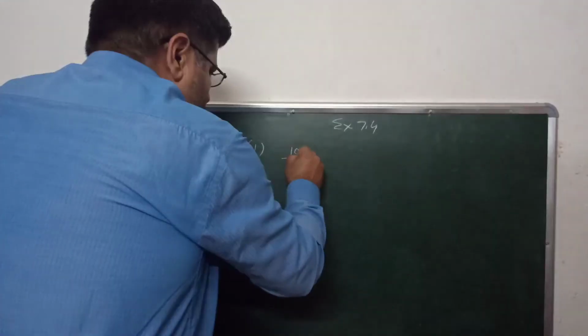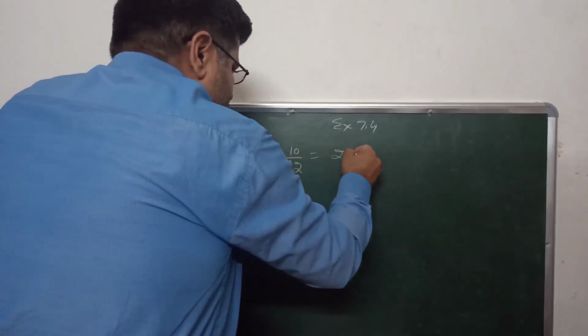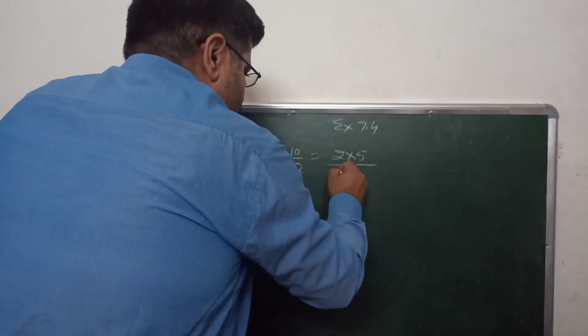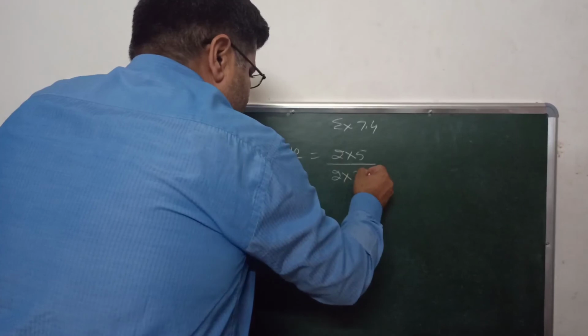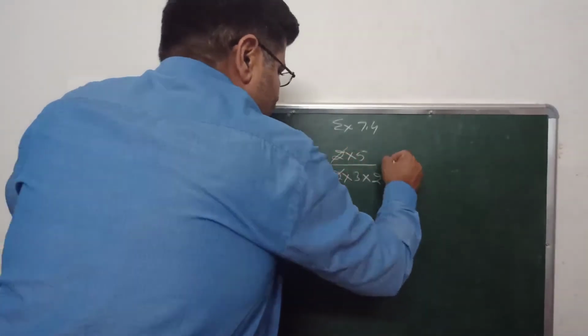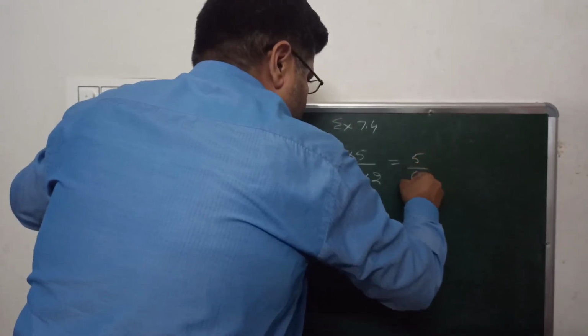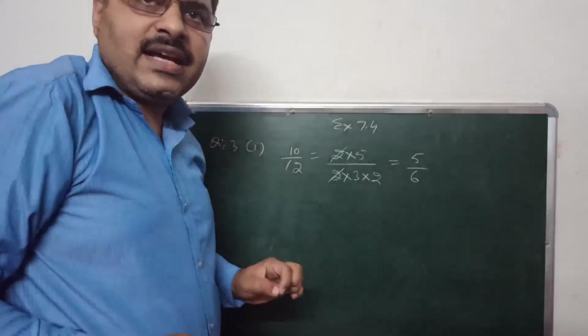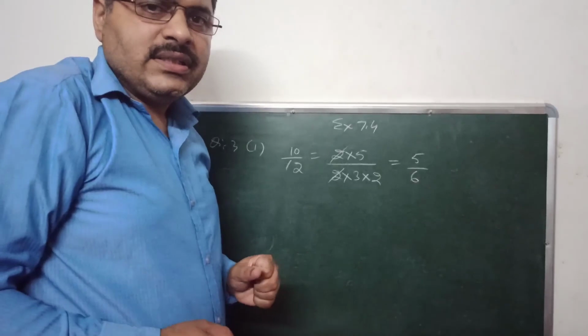First part is 10 upon 12. Factors of 10 are 2 into 5 and that of 12 are 2 into 2 into 3. So 2 and 2 will cancel and it is coming out to be 5 upon 6. Now 5 upon 6 is the simplest form of this question.